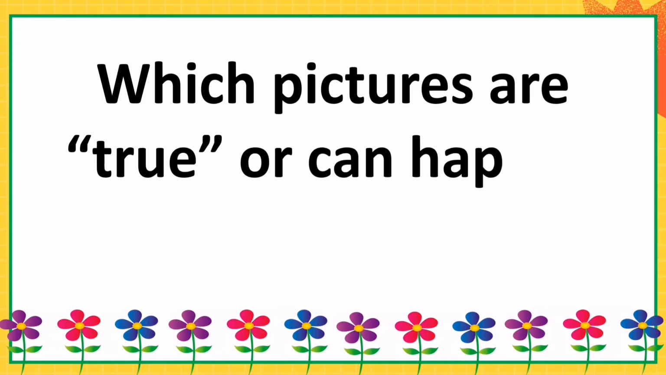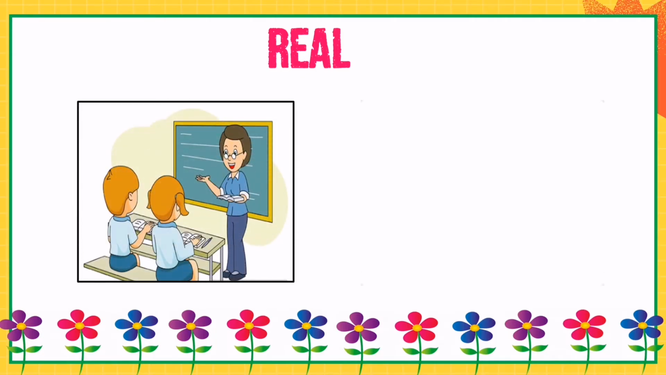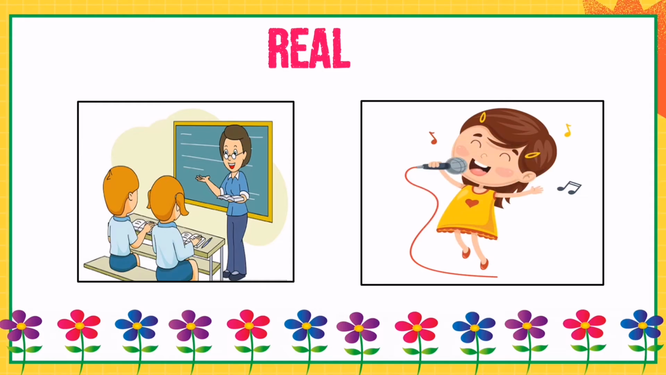Which pictures are true or can happen for real? Okay, so let's reveal. These are the pictures that can happen or real. The teacher teaches the kids and the girl is singing. Can you sing? Isn't it? These two pictures are actually happening, but not now. Especially the first picture, because we have pandemic, so we are not in a real classroom scenario. We are just here having our class online. But these two pictures are example of real, because again, it happens or it can happen in real life. Can you still follow? Yes, of course.